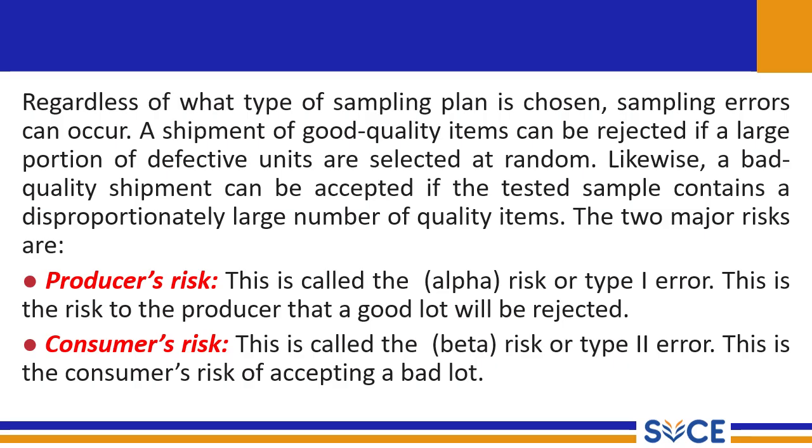Only two possibilities can happen: a good lot will be rejected, or a bad lot can be accepted. That is called the consumer risk. Consumer risk means beta risk or type 2 error. This is the consumer's risk of accepting a bad lot. Okay. When a bad lot is accepted, it is called consumer risk.